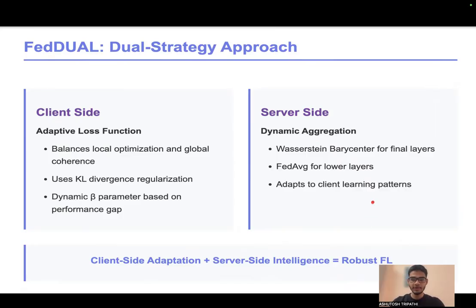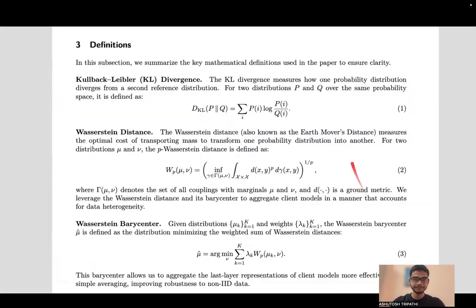Let's deep dive more into our solution. Before deep diving, we need to understand a few terms. The first is KL divergence, basically Kullback-Leibler divergence. It measures how one probability distribution diverges from a second reference distribution. So if P and Q are two probability distributions, this is the mathematical formula to calculate it.